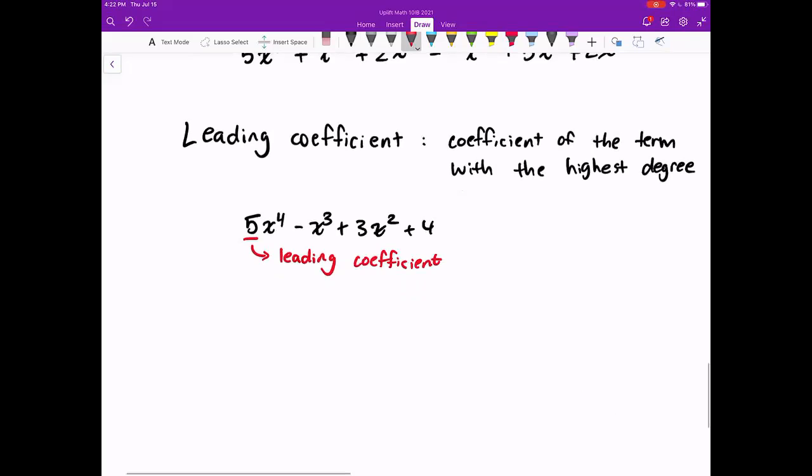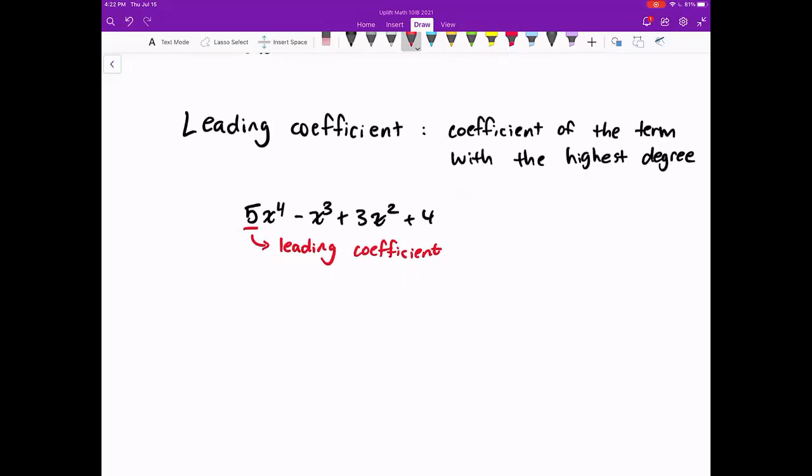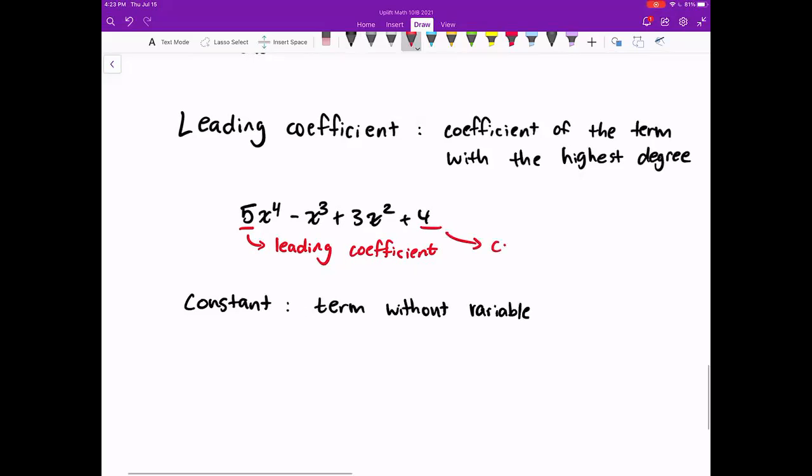Looking at this polynomial again, we can also get another definition, which is a constant. The constant would not always be the last term, but it's a term without a variable. So in this case, it would be 4. It's named a constant because the 4 never changes value, no matter how you manipulate the polynomial. Basically, you can think of a constant just as a number.